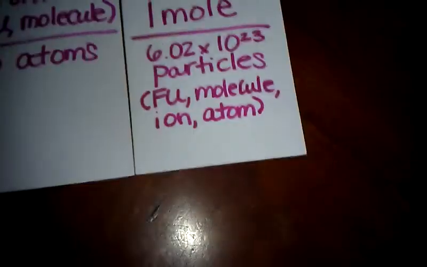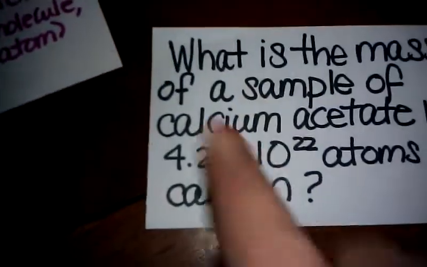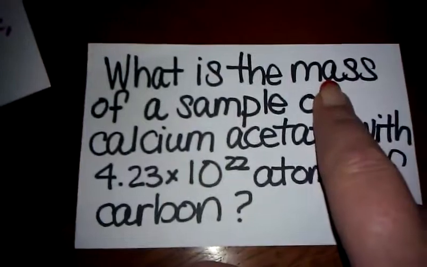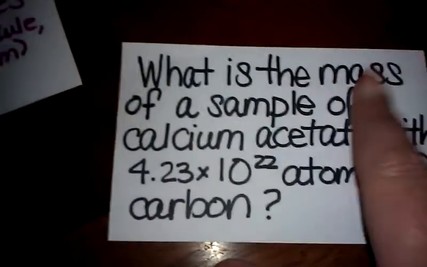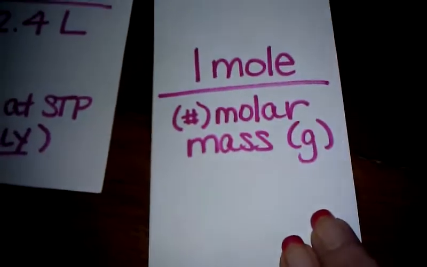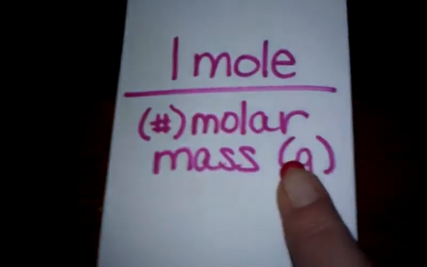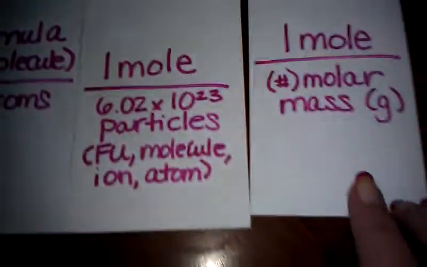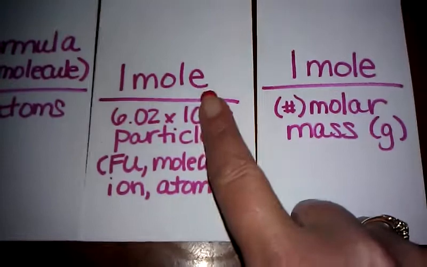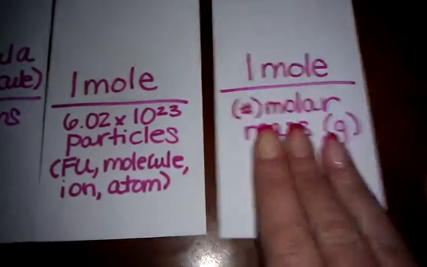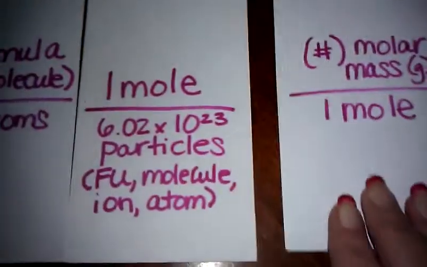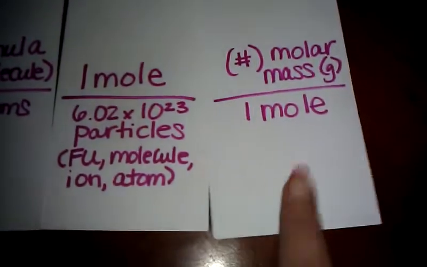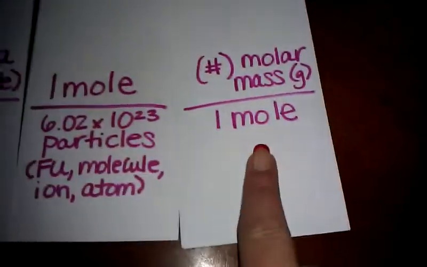Well, now, what was I looking for? What is the mass? So I'm looking for grams. I need one more step. Let's see which card I'm going to use. Nope. Here's one with mass. Right now, if I put it up here this way, my moles are both on the top. So I want to turn this conversion fraction upside down. See, I have a mole on the top and a mole on the bottom.